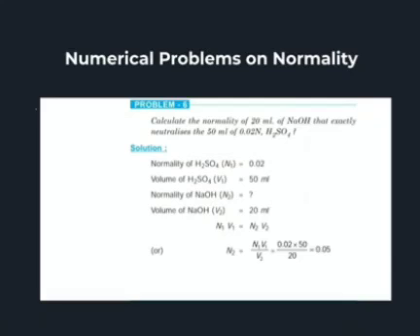to 20 ml. Here the normal relation for neutralization reactions is the same as for diluted solutions, that is N1 V1 is equal to N2 V2. Now N2 is equal to N1 V1 by V2, that is equal to 0.02 into 50 by 20, that is nothing but 0.05 normal.